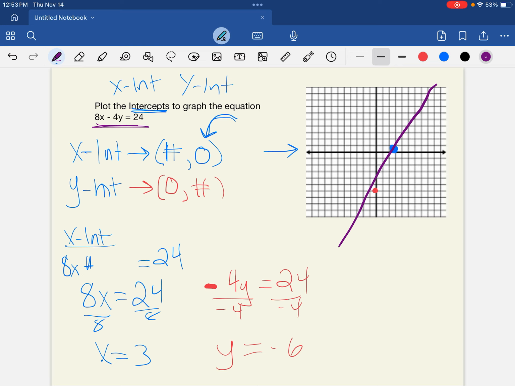Again, we have to do it this way because standard form's purpose is to look pretty and to look nice and not have fractions or decimals, not to necessarily be useful for graphing.